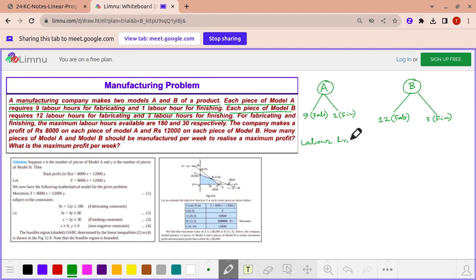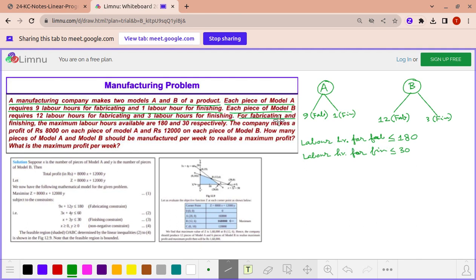Labor hour for fabricating should be bounded by 180, less than or equal to 180. Oh, my digital board is not working properly today. 180. And labor hour for finishing is 30. So labor hour for finishing, I am just writing FIN, is less than or equal to 30. Okay, so that is the one.